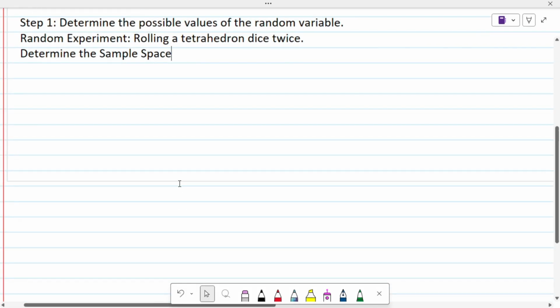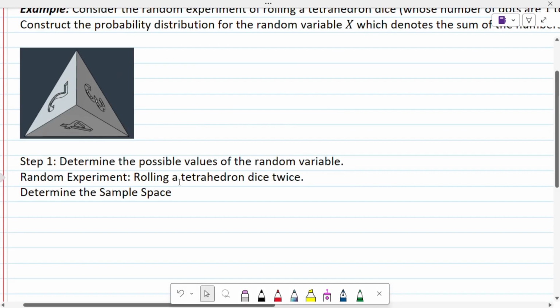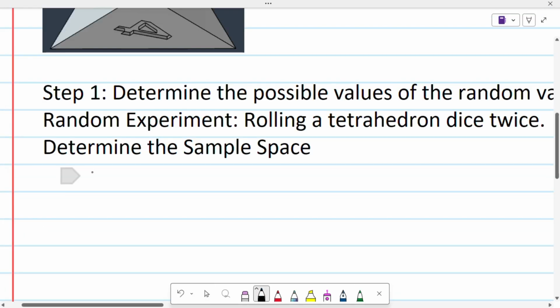So suppose we have a first die, the die number 1. If we are going to roll the tetrahedron dice twice, the possible outcomes are 1, 2, 3, and 4. So these are the possible outcomes when we roll the tetrahedron dice for the first time.